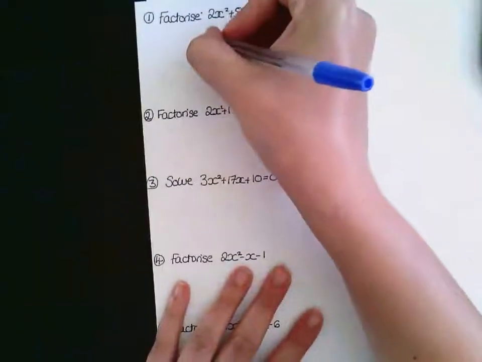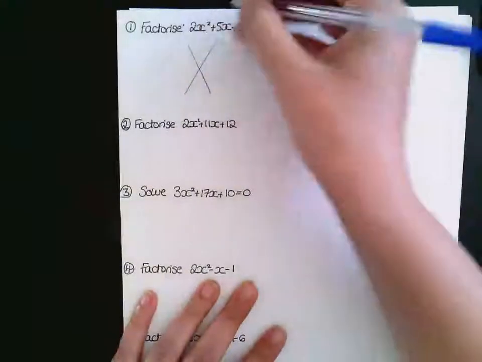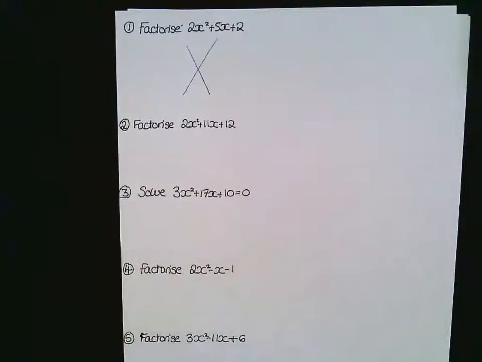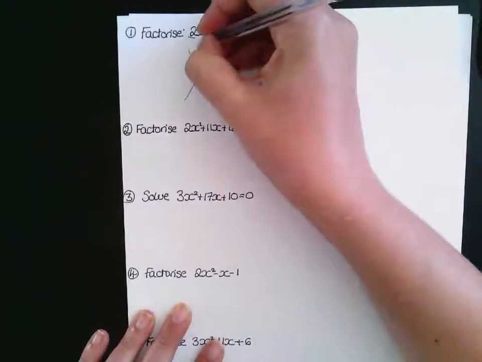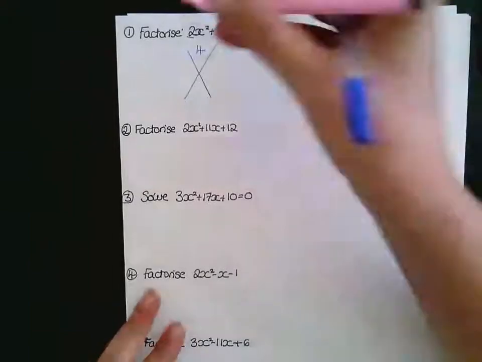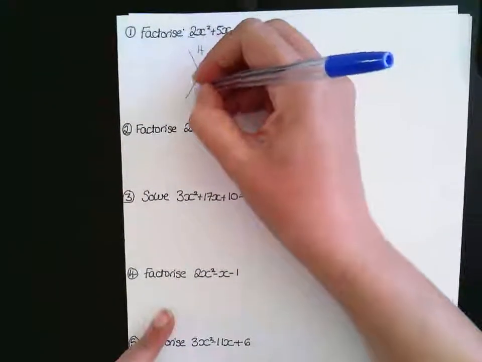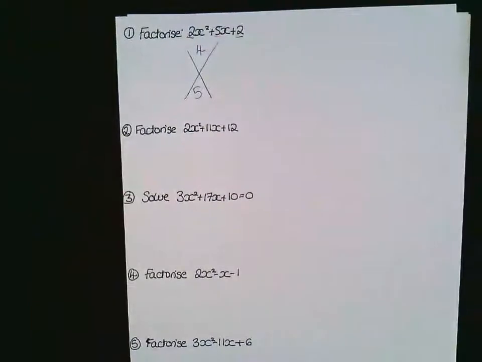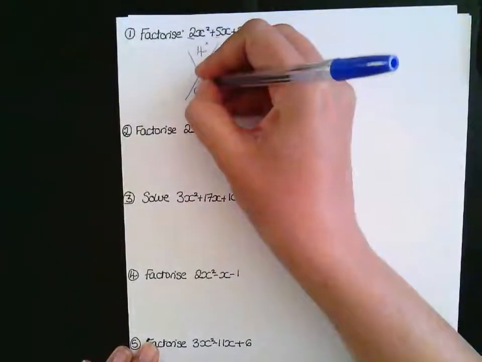As a reminder, we draw our cross. At the top, we do A times C, which are these two here multiplied together. And we put the number in the middle, which is this 5, at the bottom. We are looking for numbers that multiply to make 4 and add to make 5.